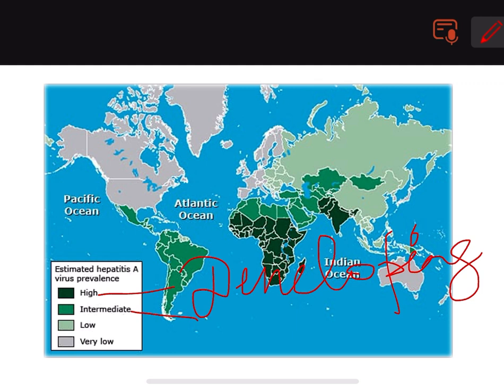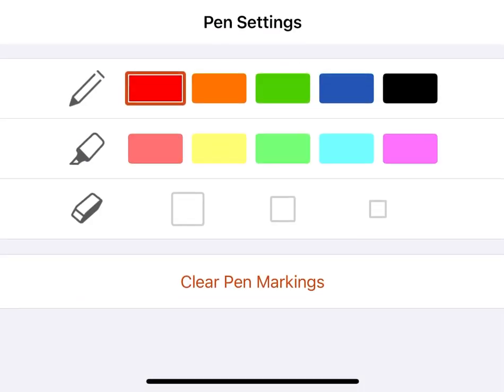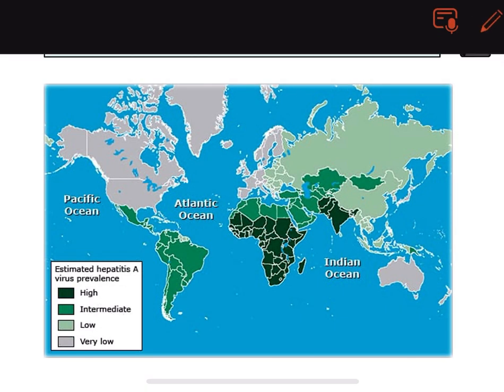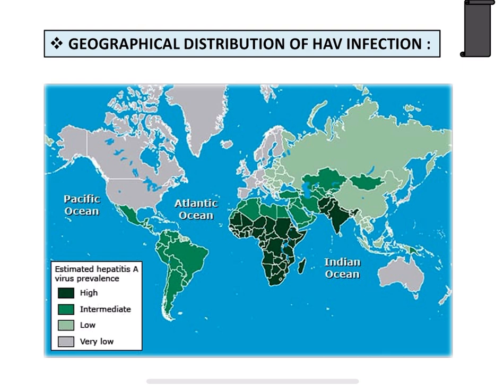So these areas which are having intermediate levels of infection have variable sanitary conditions and variable hygiene practices, so the children are escaping and a large number of cases are seen in adults. Then comes areas with low and very low levels of infection. It is in the case of developed countries.